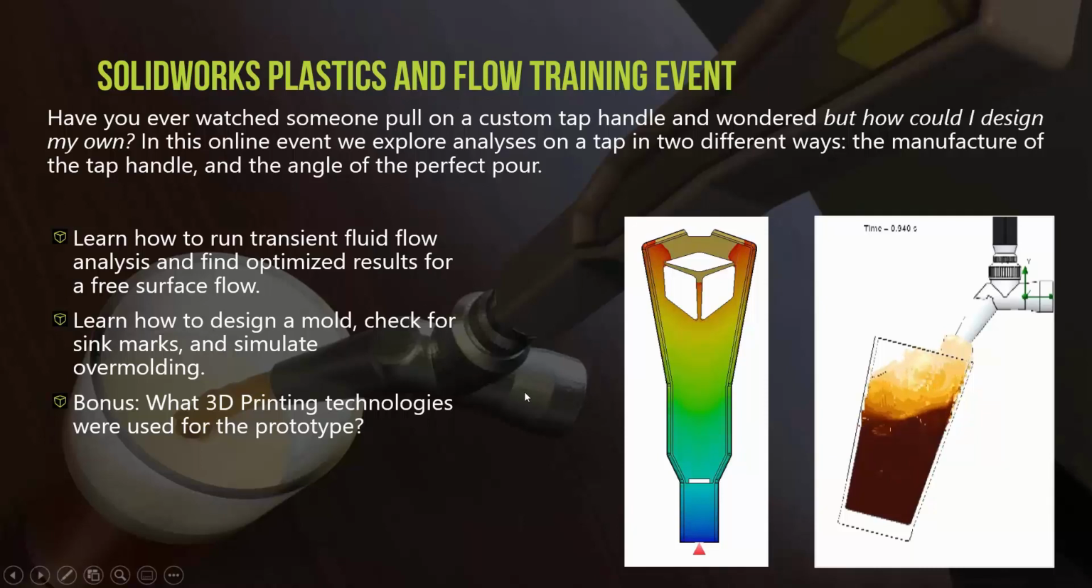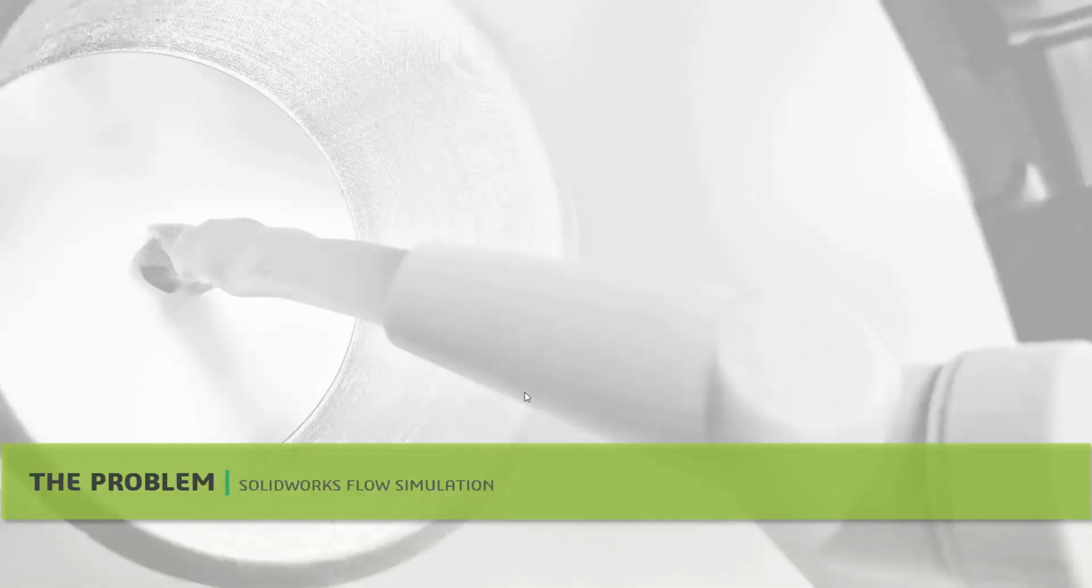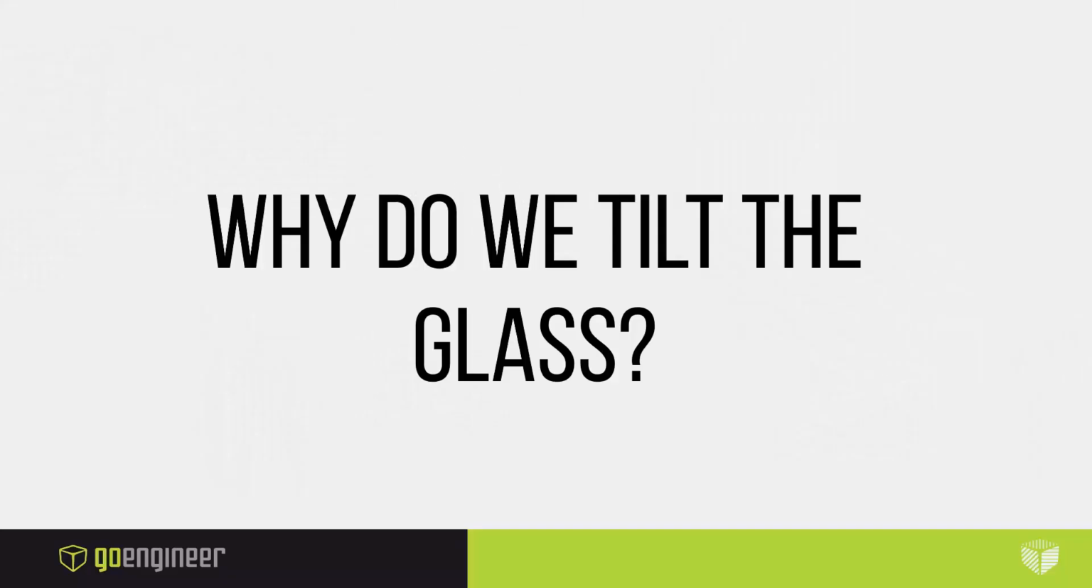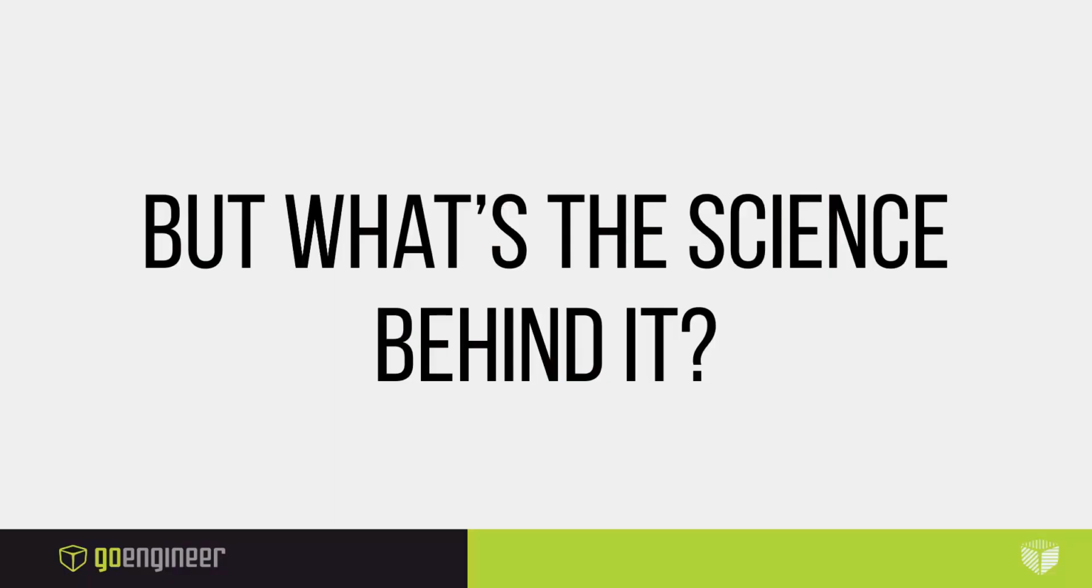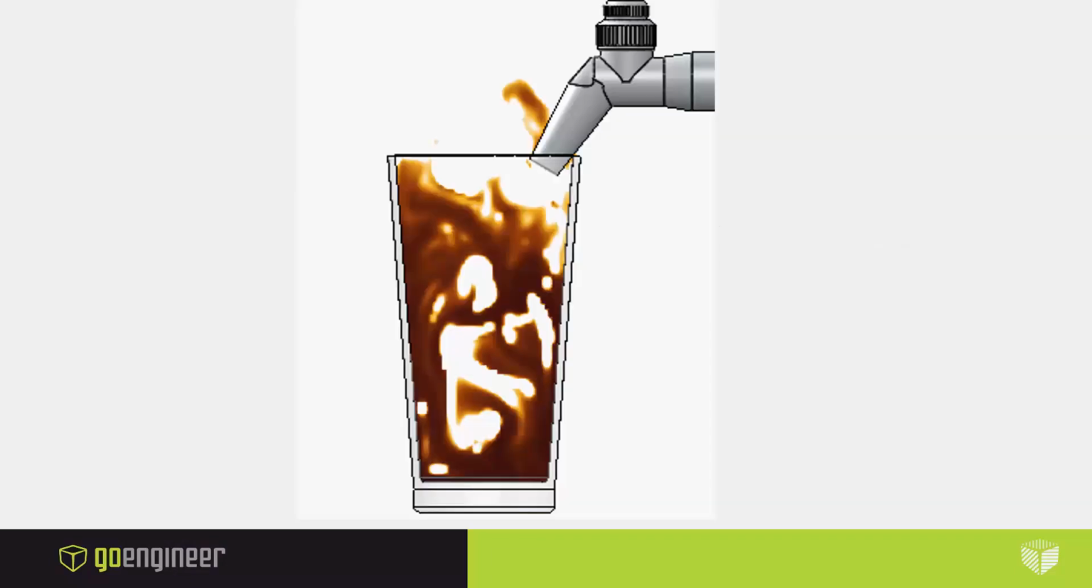Getting started with SOLIDWORKS Flow Simulation. First off, why do we tilt the beer glass? It's to prevent the beer from tasting like this. But really, what's the science behind it? What's causing it to taste bad?